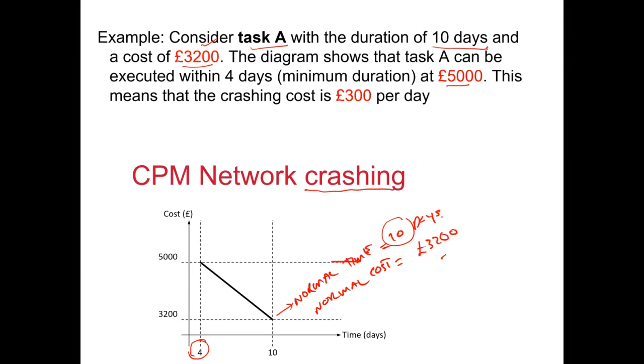So in this particular example, the crashing cost is computed as 300 pounds per day. This is referred to as the crash time, which is 4 days, and the crash cost is 5,000 pounds, right? Normal logic suggests that it's good to work with the normal duration and the normal cost, but there could be situations, as we discussed before, which may prompt us to explore the crash time and the crash costs.